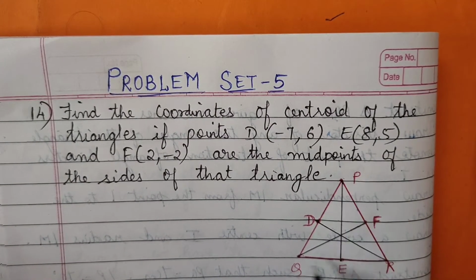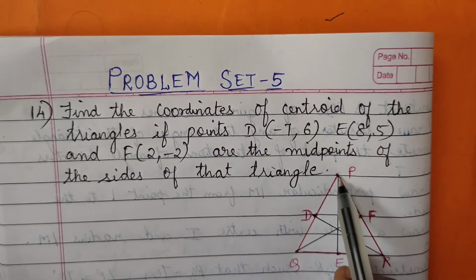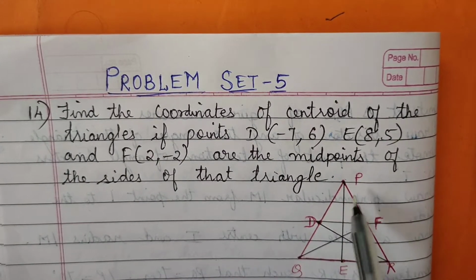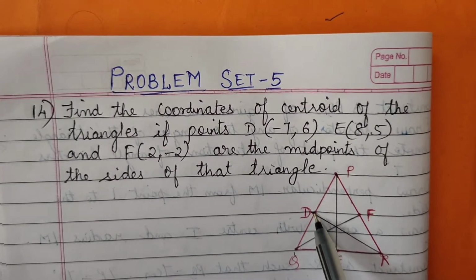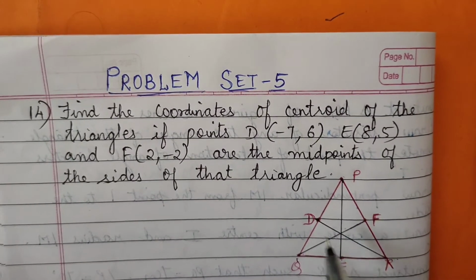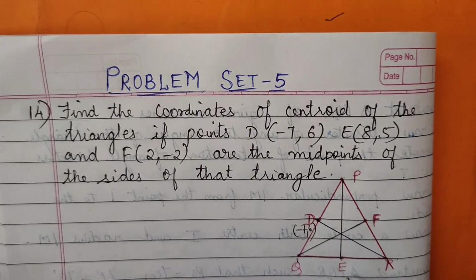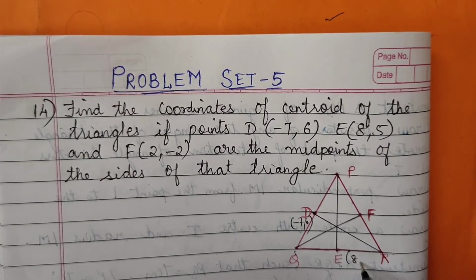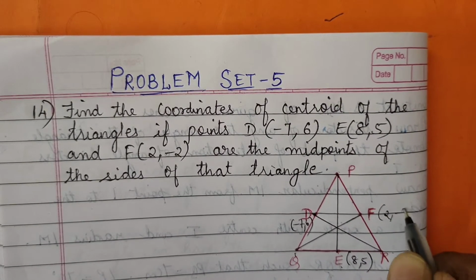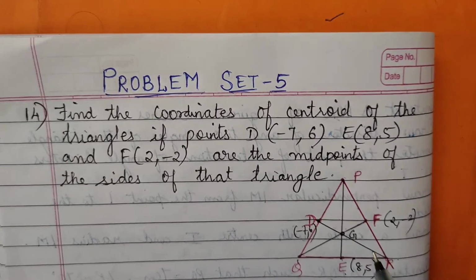That means this is the triangle I have drawn now. Let's consider this triangle PQR, and the points D, E and F are the midpoints of the sides. D is the midpoint of side PQ, E is the midpoint of QR and F is the midpoint of the remaining side, and these points are given: D is (-7, 6), E is (8, 5) and F is (2, -2). So we need to find this point G here.